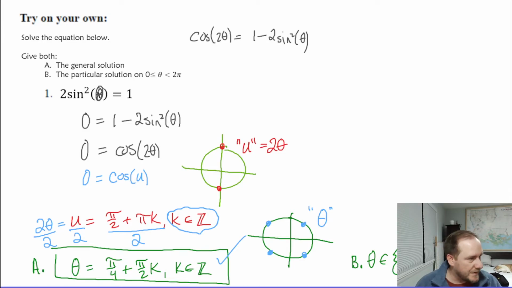Okay, there's the particular solution. It'd be those 4 values.